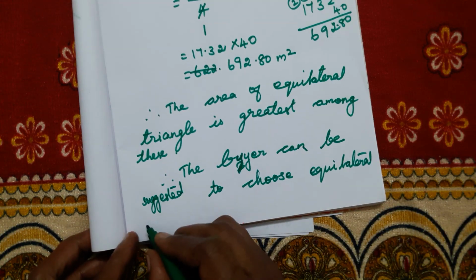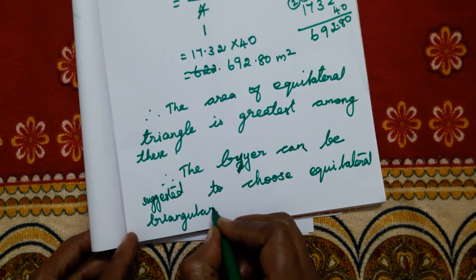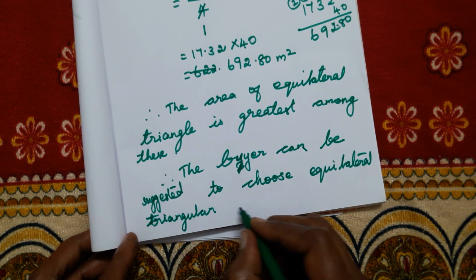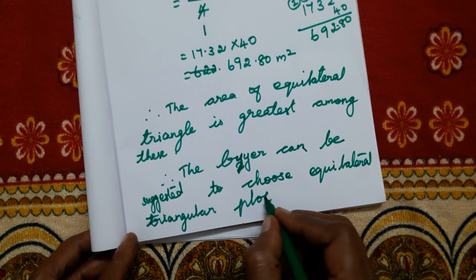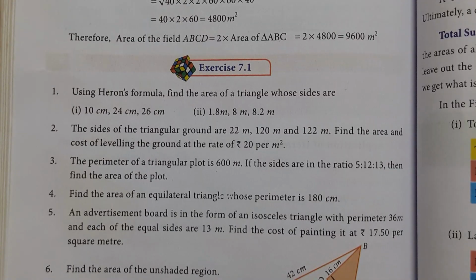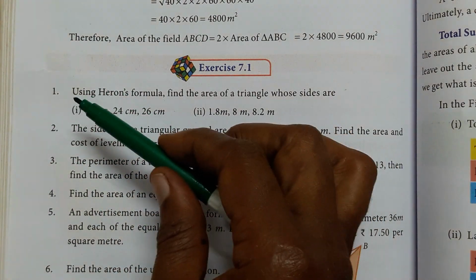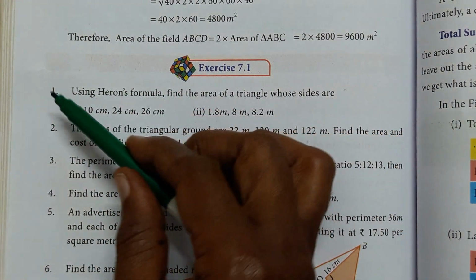Equilateral triangular plot. Have you all understood this? Okay. Now I am giving two problems as homework. You have to complete the homework problems.